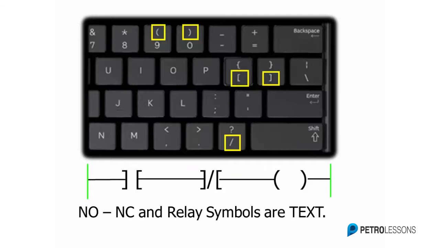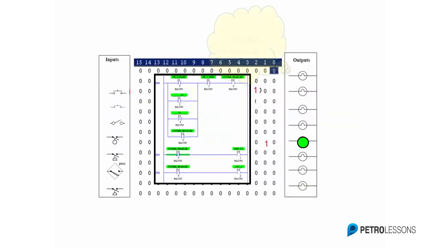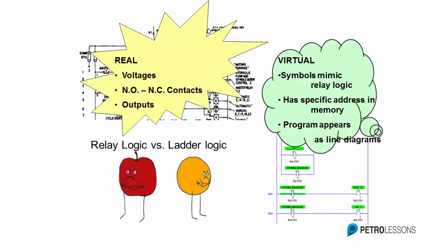The normally open, normally closed, and relay coils are nothing but text on the keyboard. Symbols have a specific memory location. It's all virtual. There is nothing real about it. Relay logic has real voltages, real normally open, normally closed contacts, and real outputs. Ladder logic has symbols that mimic relay logic symbols, has specific memory locations, and the program appears as line diagrams.